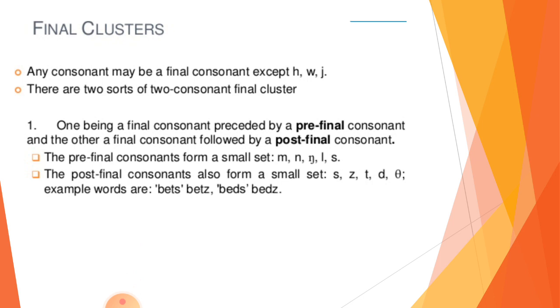Now we will see what the pre-final consonants are. The pre-final consonants form a small set: m, n, s. The post-final consonants also form a small set: s, z, t, d, th. An example word is beds, with the s, z sound.